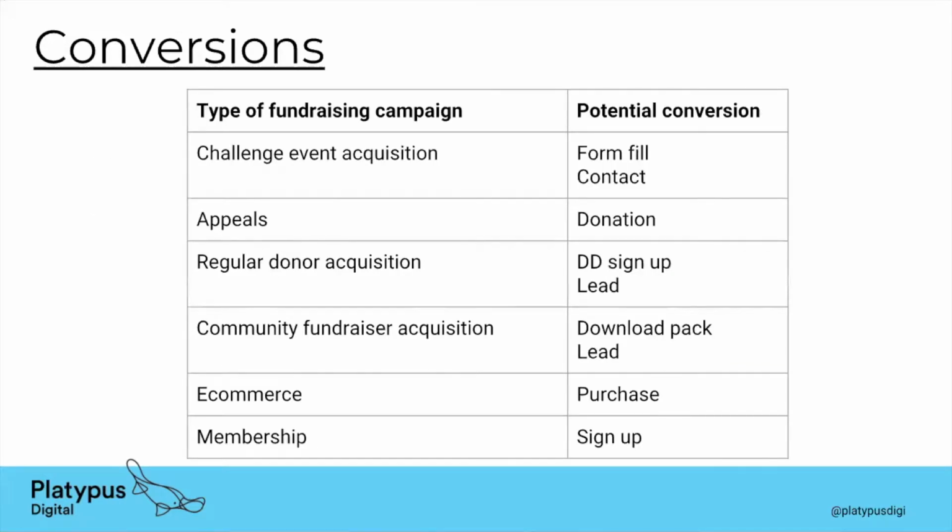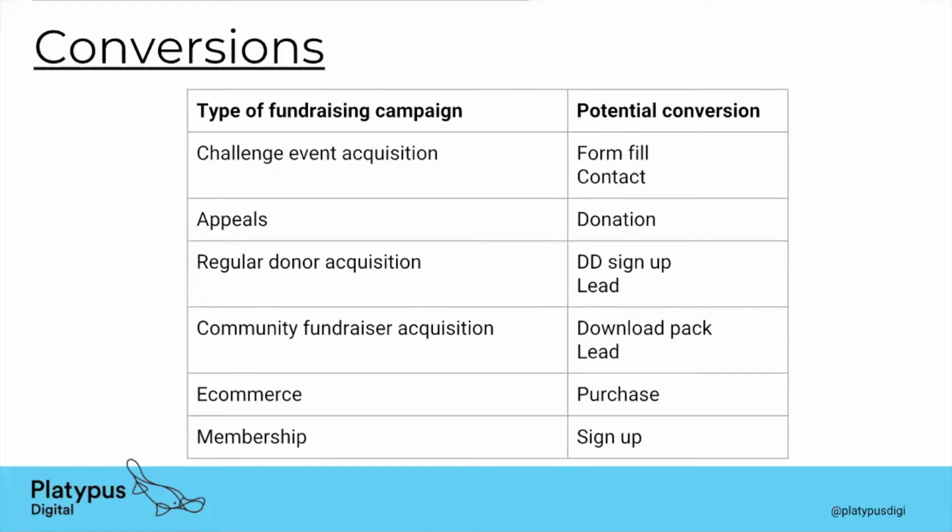So here's a few different types of fundraising campaigns that you might have and what the conversion might be for each one. So for an appeal, you might be looking for a cash donation. For a regular donor acquisition campaign, then you might be looking for someone to make a direct debit sign up on your website, or maybe you're just looking for a lead. So that might be someone giving you their phone number with a request for a call back to find out why they should actually sign up to a direct debit with your charity.